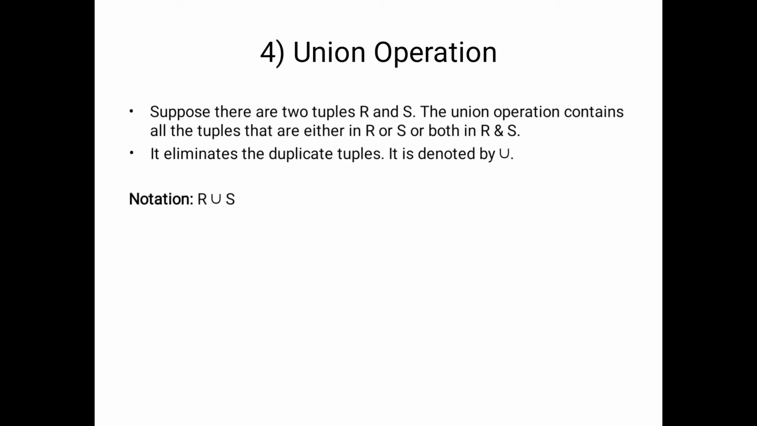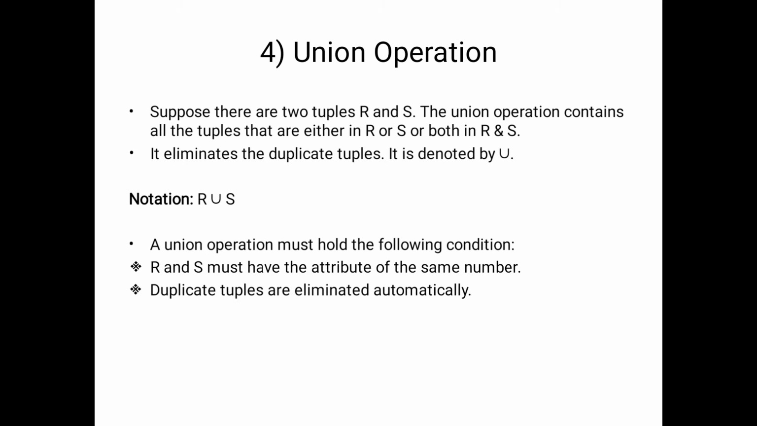At the time of the union operation, we consider all the information from the R table and the S table. It is denoted by the union symbol, U. What is the syntax for the union operation? Here the two table names are R and S, so the notation is R union S.